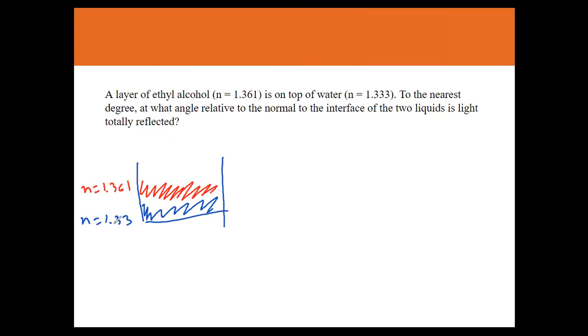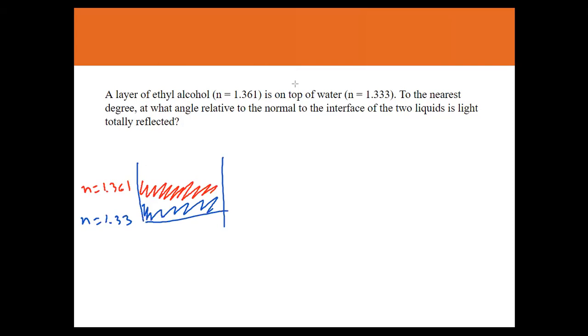Okay, so in this case, the question's asking, at what angle at the interface of the two liquids is light totally reflected? If light is coming in from the alcohol towards the water, the light that passes into the water will refract away from the normal, but light coming from the water into the alcohol will refract towards the normal.